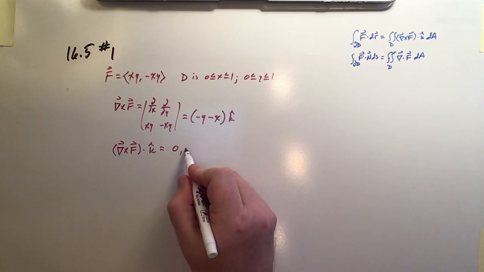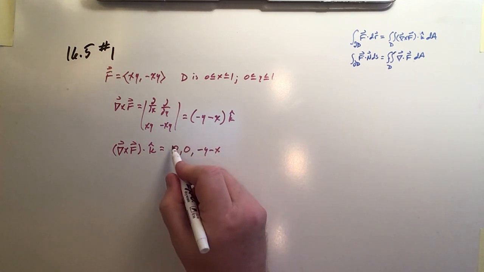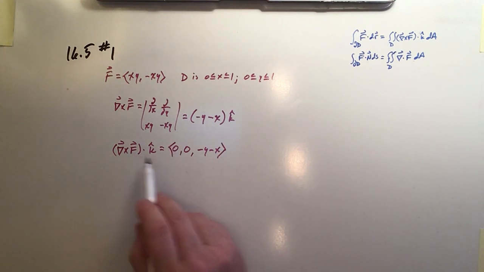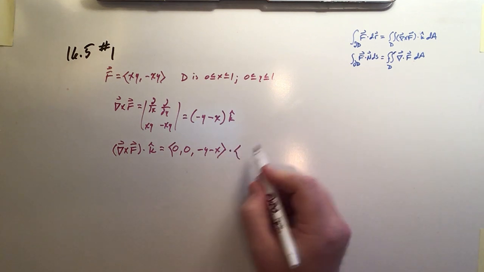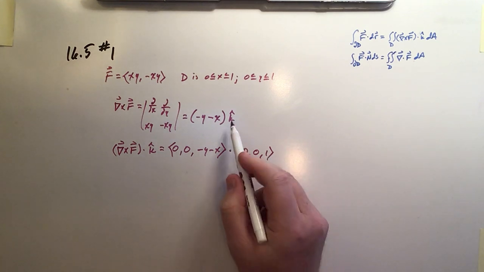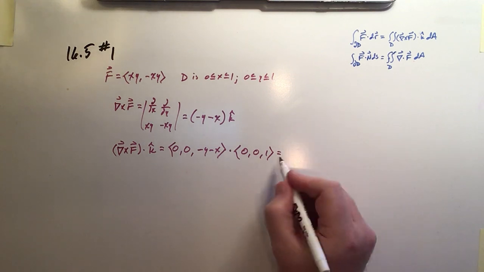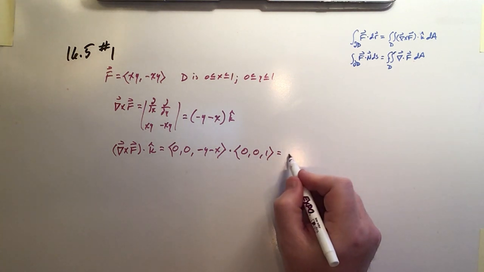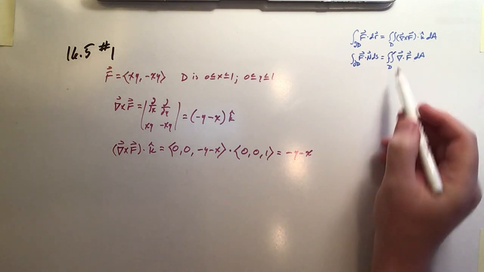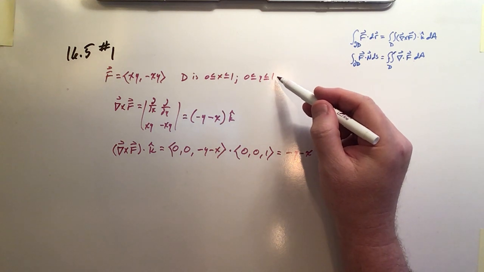So that makes it 0, 0, and then the third component is negative y minus x. So that's the curl vector, and then to dot that with k is just dot it with a vector that's 0, 0, 1, because k hat is a unit vector. And of course, this just results in producing that as the dot product. Remember, dot product's the scalar product, so it's negative y minus x. So this then becomes the argument of a dA vector, and the dA vector is this as the area.